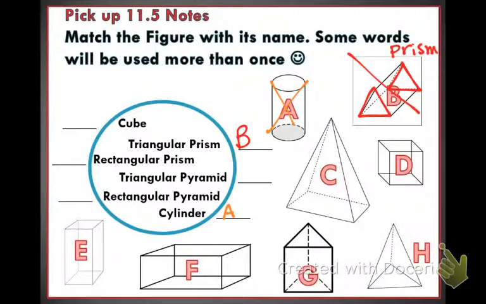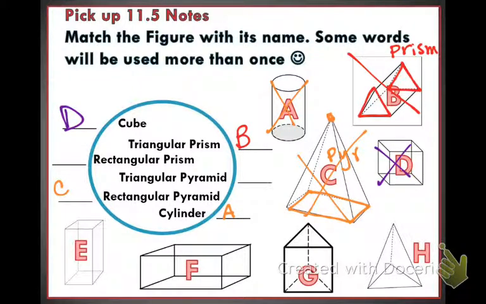All right. Letter C, prism or pyramid? Pyramid, because it has only 1 base. What is the shape of the base? Rectangular pyramid. So that was letter C. Letter D, we don't really have to discuss it. What is it? Cube.